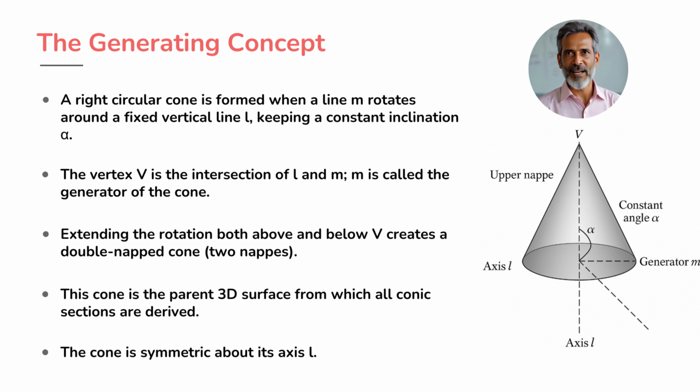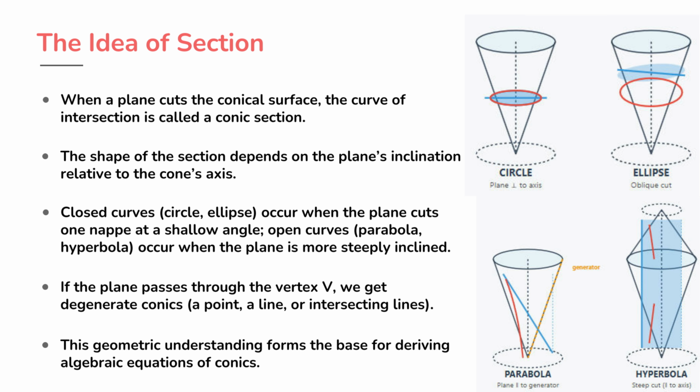The line L is the axis, M is the generator, and V is the vertex. This cone is our parent shape, the mother of all conic curves. And the best part? We are going to create all our famous curves just by slicing this cone differently. Geometry really is like cooking. Same ingredients, different recipes.